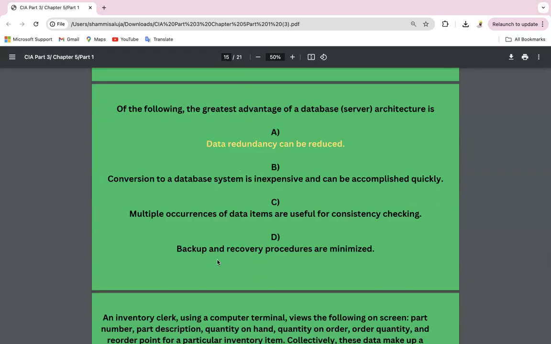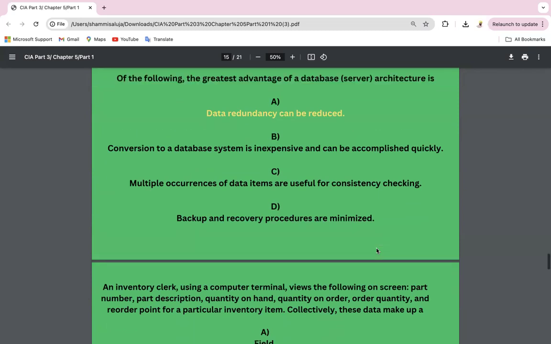Let's talk about some of the MCQs. These are just for your reference, just to check how attentive you are. But obviously, there are lots and lots of MCQs in another portal of our institute for the purpose of doing practice of MCQ. So of the following, the greatest advantage of a database architecture is what? Data redundancy can be reduced, obviously.